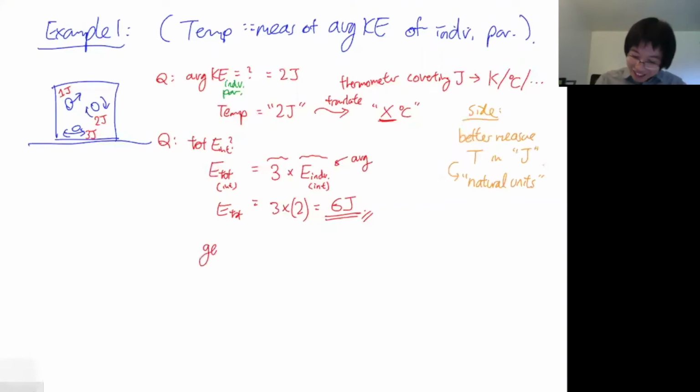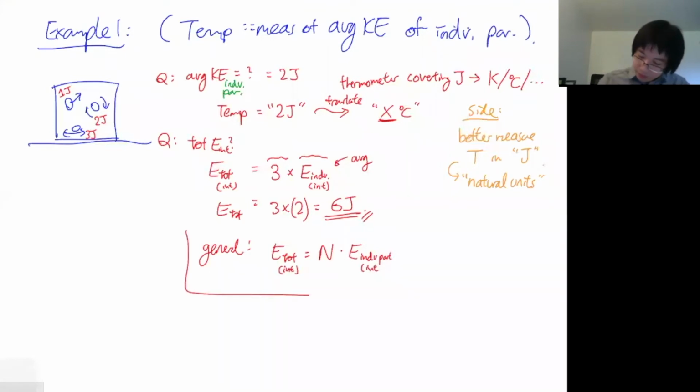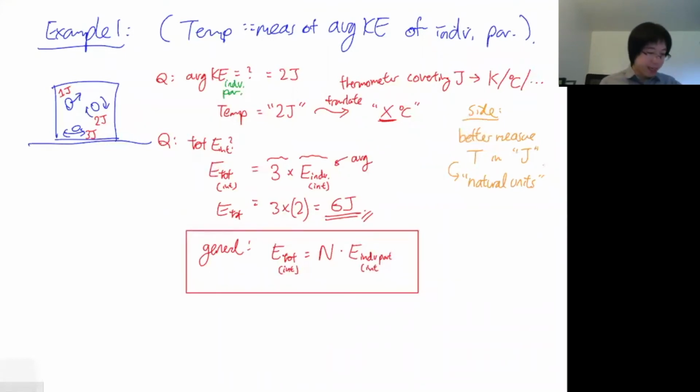So in general, E total, internal. If it's obvious it's internal, you can drop the label. But I'm just going to emphasize, it's n times the individual particle's internal energy. Again, very simple, but it's a concept that you need to clarify.